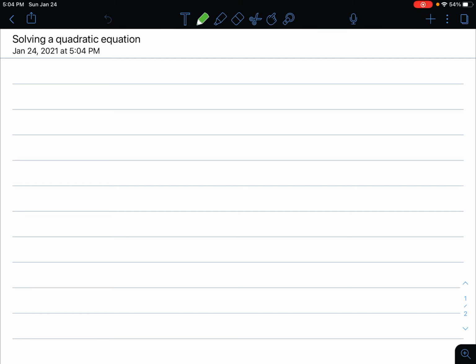Hi students, this is going to be a little bit of an algebra review on solving quadratic equations. We're going to use the same equation and we're going to solve it with two different methods. We should get the exact same answer, whichever method we choose. So let's go ahead and take a look at the equation. The equation is 0 equals 3x squared minus 18x plus 5.